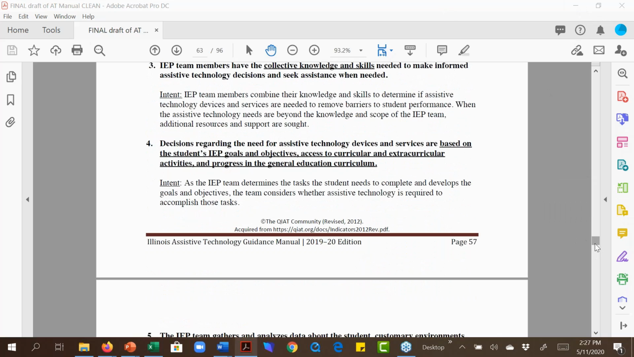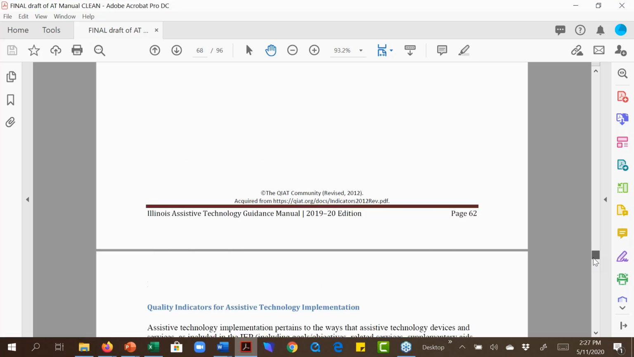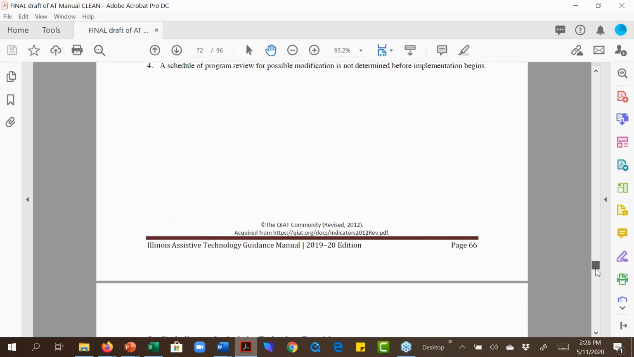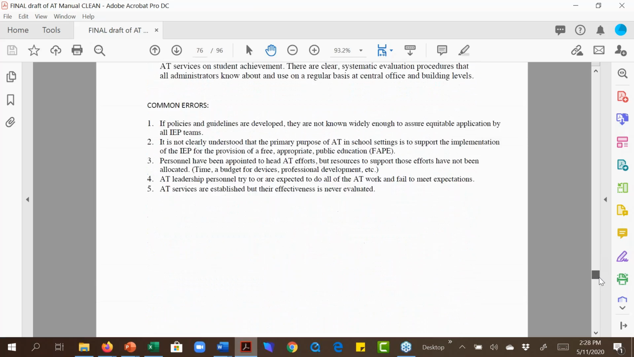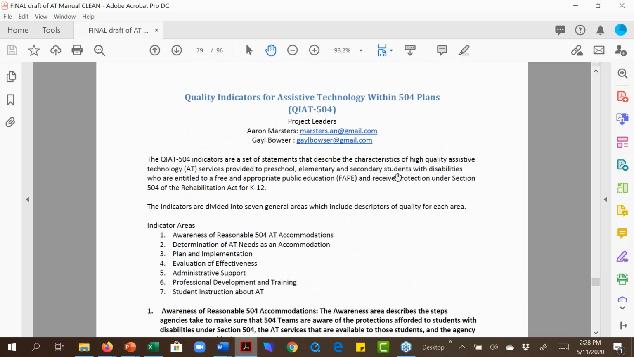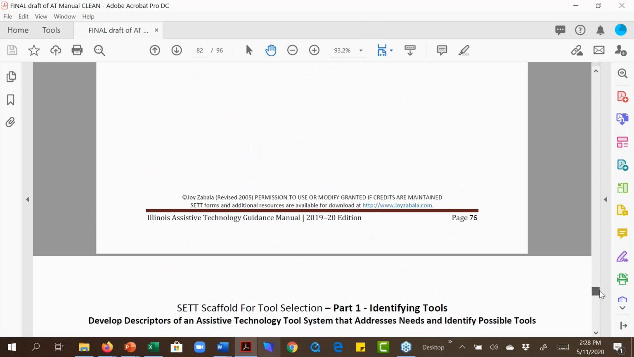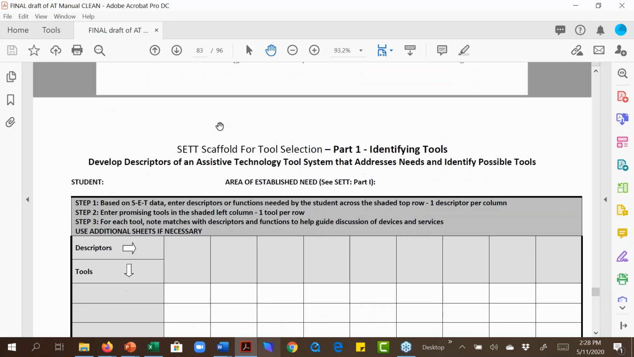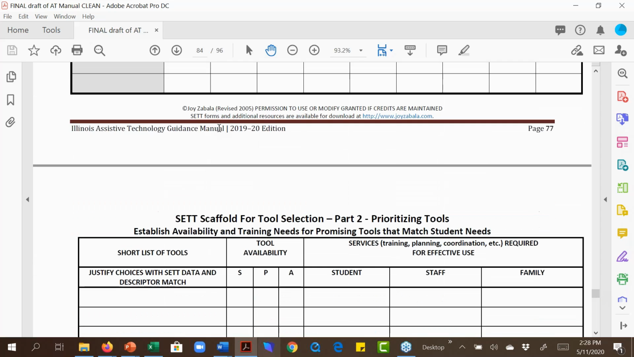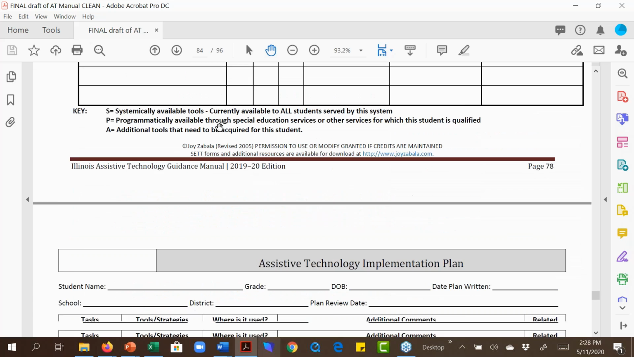There are also QIAT 504 indicators, and so you'll see those here. But what I'm really trying to scroll down to, don't get dizzy here, is the forms that we provided. So here are the QIAT 504 indicators, and they have 7 areas, which includes student instruction about assistive technology. That's one that isn't included in the regular IEP indicators. And then finally, here is the SET scaffold form that Joy Zabala has shared with us. And there's the second page of that.